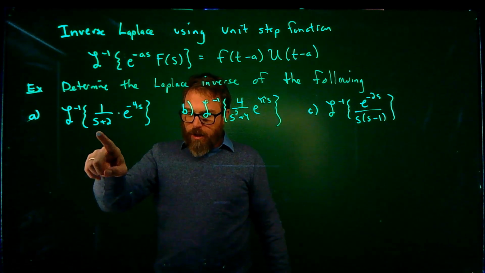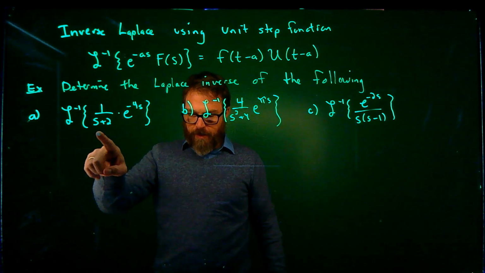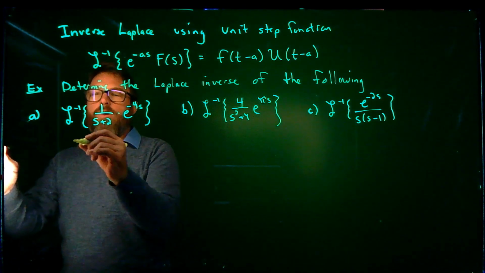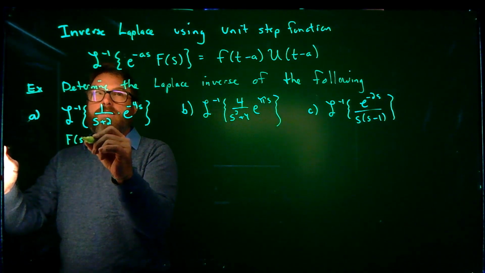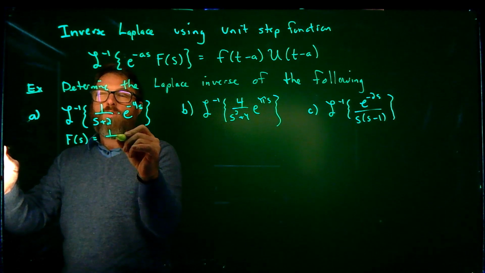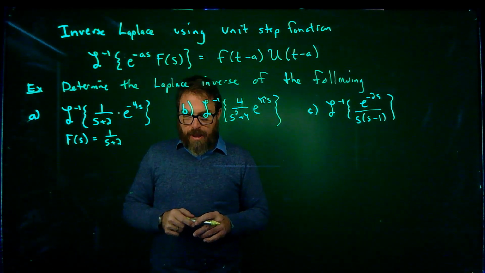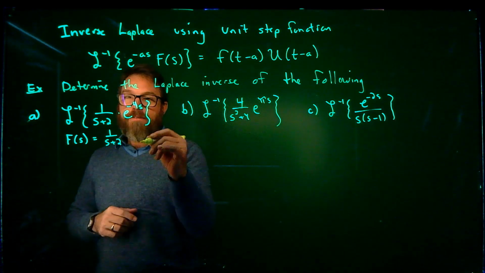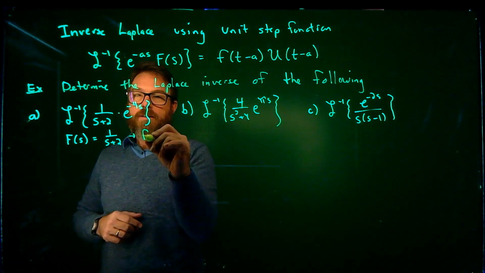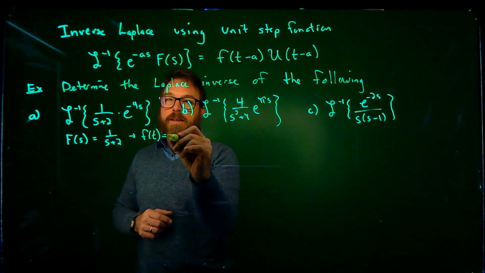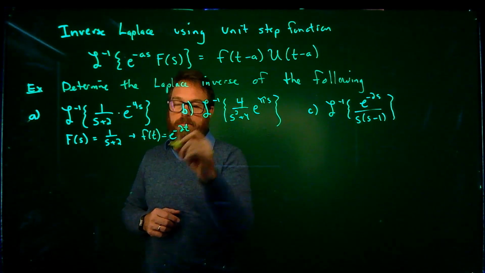So we know that F of s in this case is going to be this 1 over s plus 2. So that means my f of t is going to be equal to e to the minus 2t.